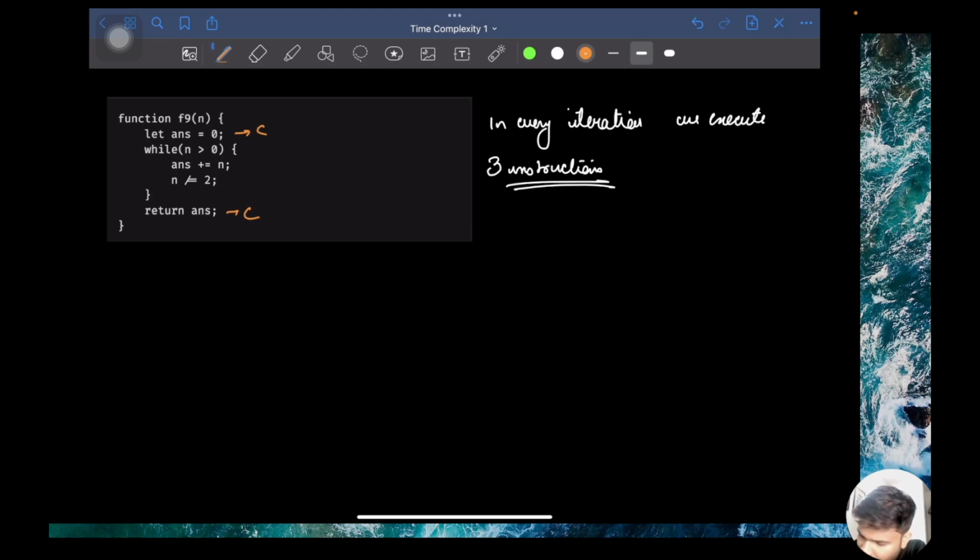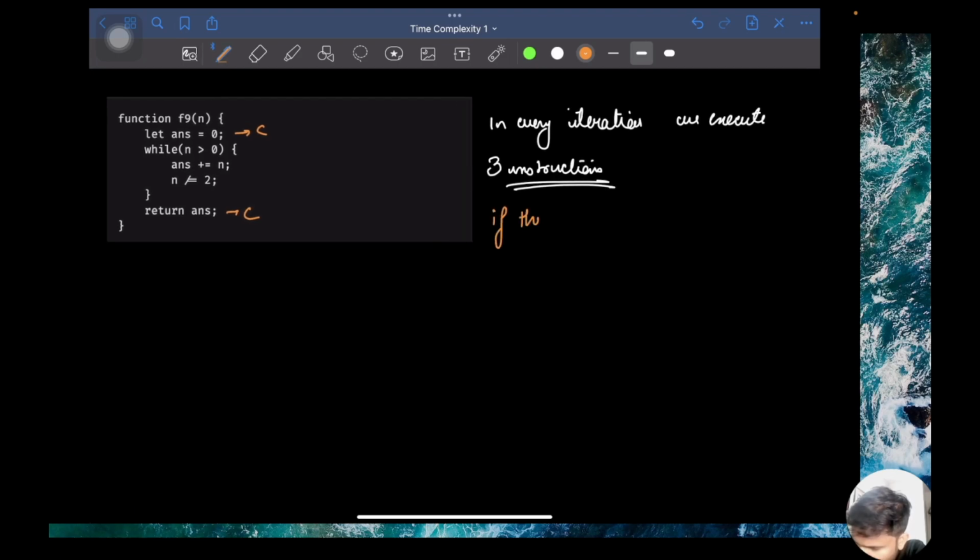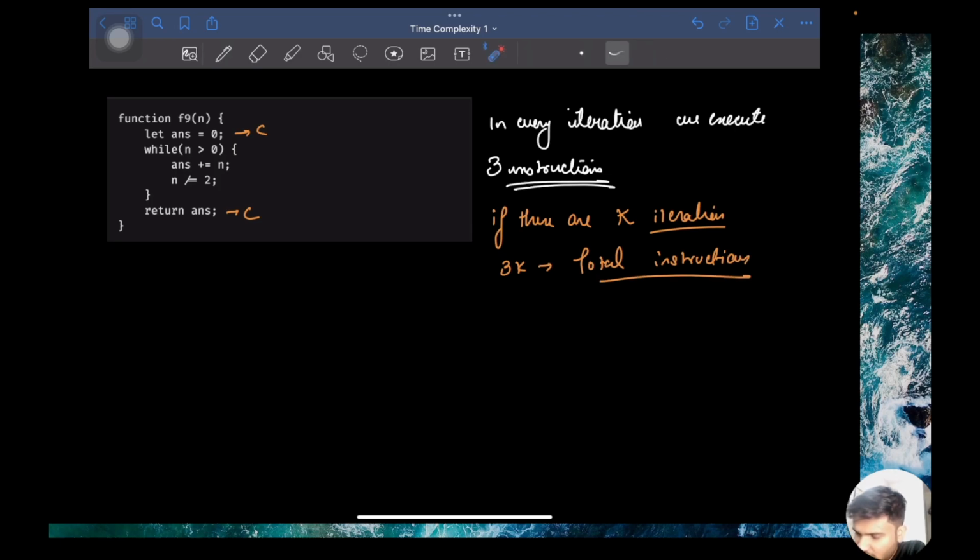So technically, if there are k iterations, then total instructions executed is what? 3k is the total instructions. Can I say that? And if every instruction takes c unit of time, then the total time is what? Then total time is 3kc.